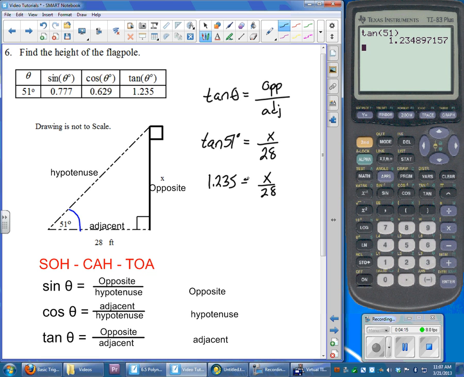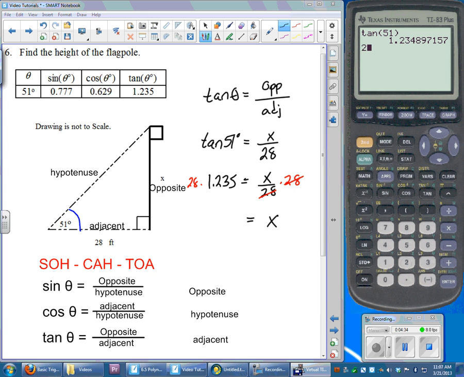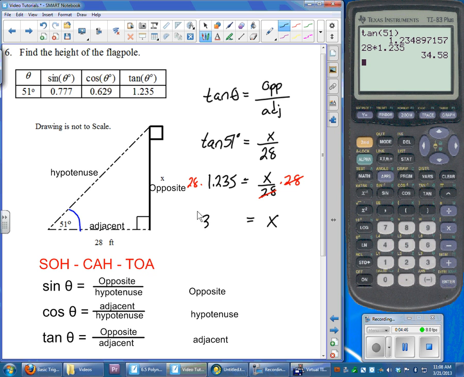And all we need to do is isolate X. So right now it's X divided by 28. Always using inverse operations to solve would mean we want to multiply both sides of our equation by 28. That'll just cancel out on the right to get X by itself. And now we need to evaluate 28 times 1.235. So we'll take 28 times 1.235, and we'll round our answer off to 2 decimal places. So in this case, we found out that X is equal to 34.58.